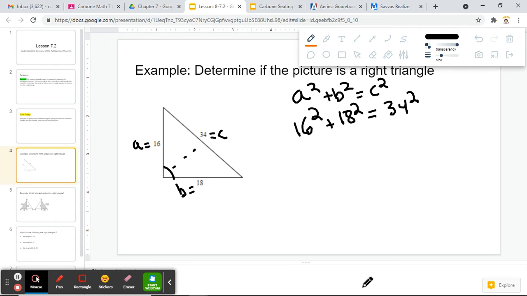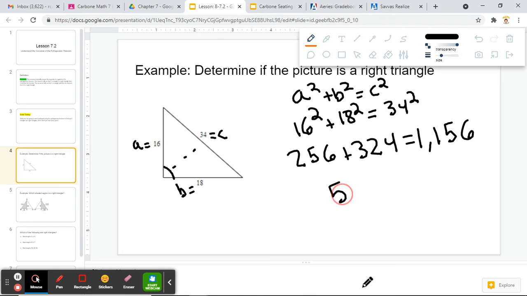So we'll do 16 times 16, which is equal to 256. And then we're going to add to that 18 squared. 18 times 18 is equal to 324. And we want to find out if that is equal to 34 times 34, which is equal to 1,156. All right, so let's add these numbers here together. 256 plus 324 is equal to 580.